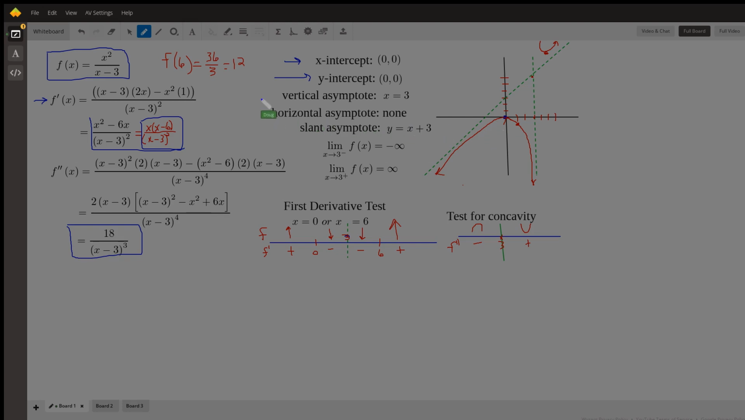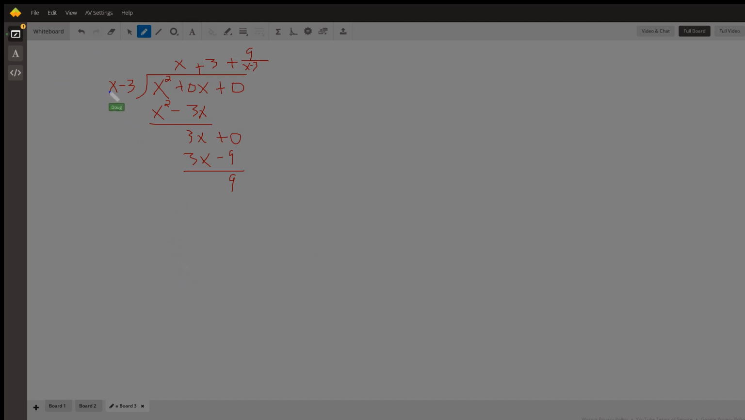The vertical asymptote is at x equals 3 because that's when the denominator equals 0. There is no horizontal asymptote because the degree of the numerator is greater than the degree of the denominator. Since it's 1 greater, we can say that there's a linear slant asymptote, sometimes called an oblique asymptote. Here's how you figure that out. If you divide x minus 3 into x squared, the numerator, this is what you get by long polynomial division. And that part right there is the equation of the slant asymptote.